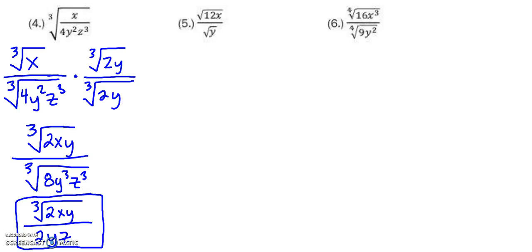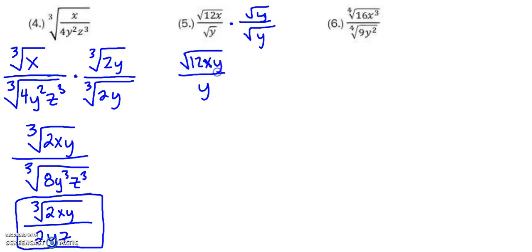Alright, example 5. Pretty straightforward. All we have is a square root of y in the denominator. So we're going to multiply both numerator and denominator by the square root of y. That makes our new denominator y, and our new numerator square root of 12xy.